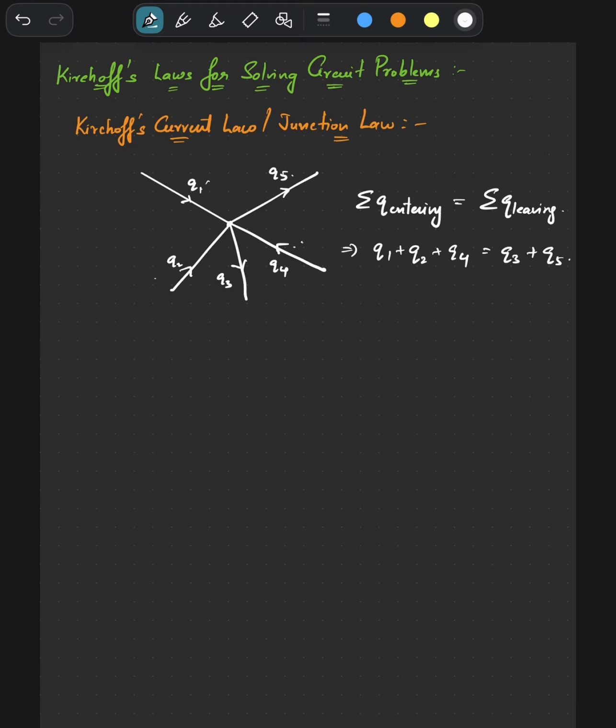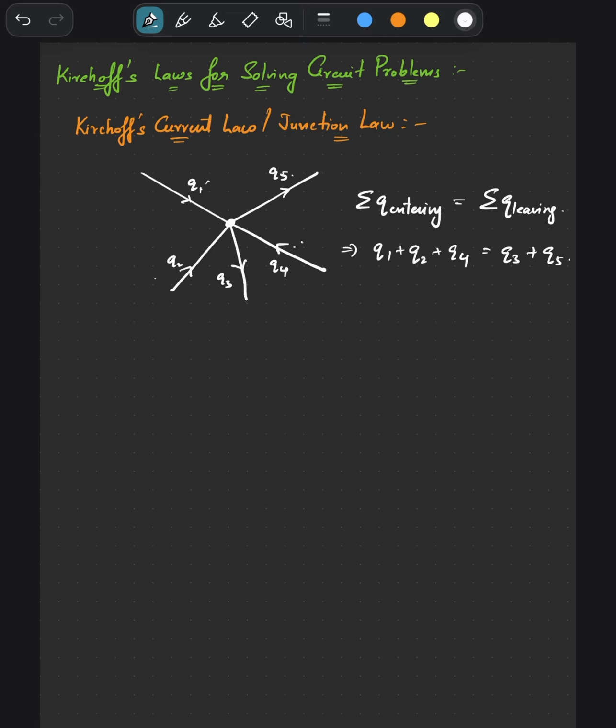And why is this law correct? Because we know that this is not a capacitor, so there can be no charge stored over there, right? So that is the idea behind Kirchhoff's current law. Total charge entering a junction will be equal to total charge leaving a junction. We'll be reading this more formally in current electricity.